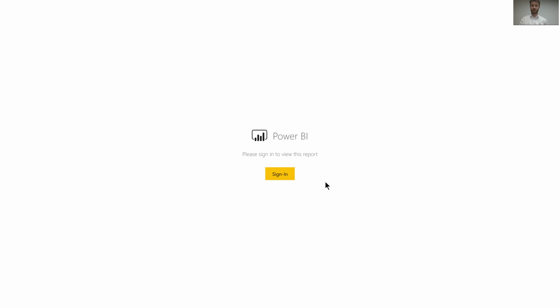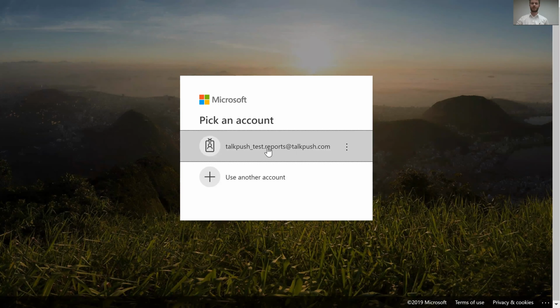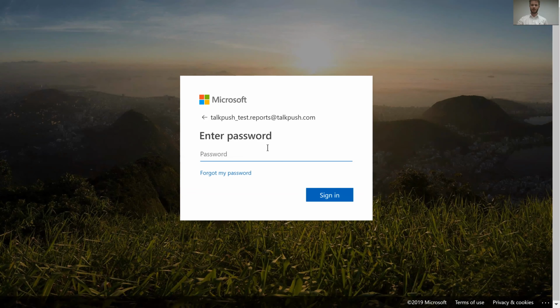So the first thing that you would see if you go to the link to the report, which can be provided by your CSM, by the way, is the sign-in authentication page. So you sign into the report with login credentials that can be provided by your CSM as well. So if you want to have access to this report, please talk to your CSM, and then within a few days, we can usually provide access to it.